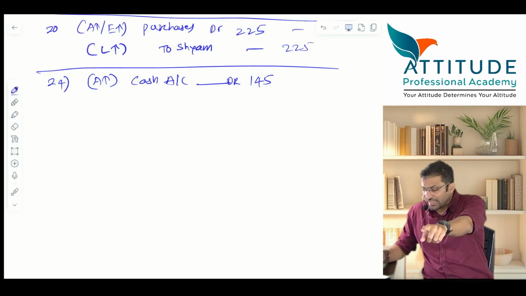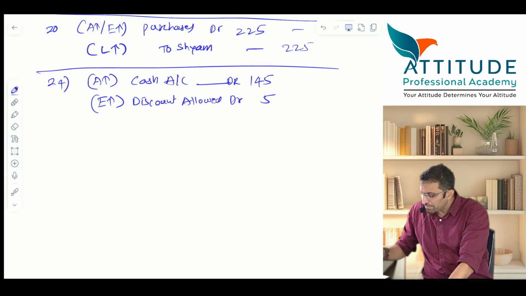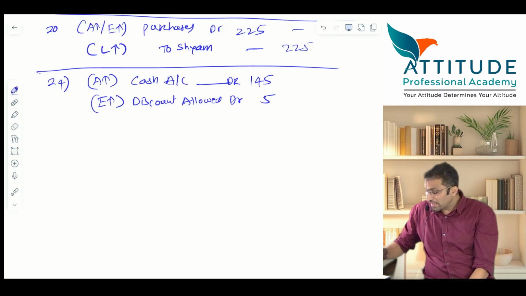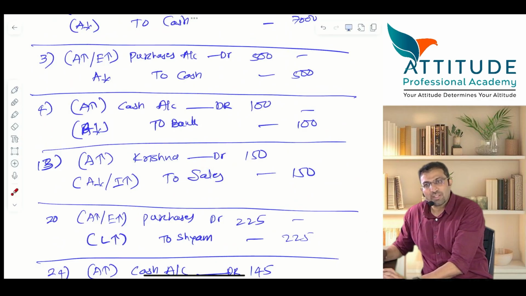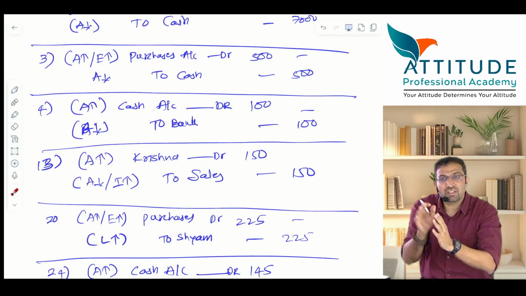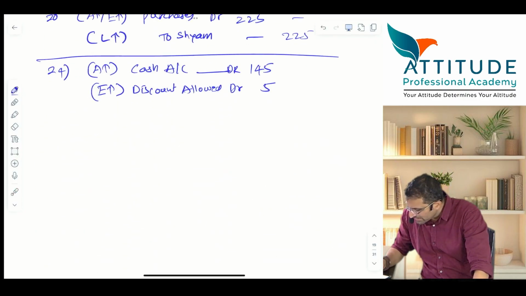तो ये ट्रांजैक्शन की वजह से आपका एक्सपेंस बढ़ रहा है. डिस्काउंट अलाउड 5. करेक्ट. नाउ प्लीज टेल मी, इधर कृष्णा अकाउंट डेबिट हुआ था ना? Hello. Now his account should get reversed. You close his account. Reverse means his account should get what? Credited. Means asset reduces. Debtors balance reduces.